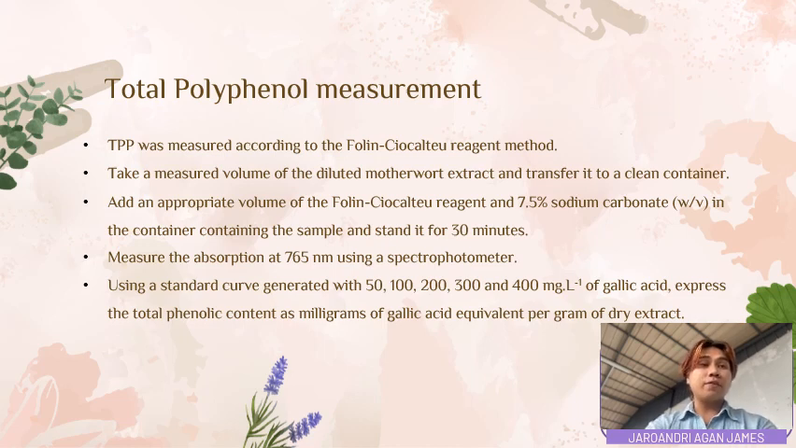Take a measured volume of the diluted motherwort extract and transfer it to a clean container. Then add an appropriate volume of the reagent and 7.5% sodium carbonate in the container containing the sample and let it stand for 30 minutes. Measure the absorption at 765 nanometer using a spectrophotometer, then using a standard curve generated with 50 to 400 mg per liter of gallic acid, express the total polyphenolic content as milligram of gallic acid equivalent per gram of dry extract.